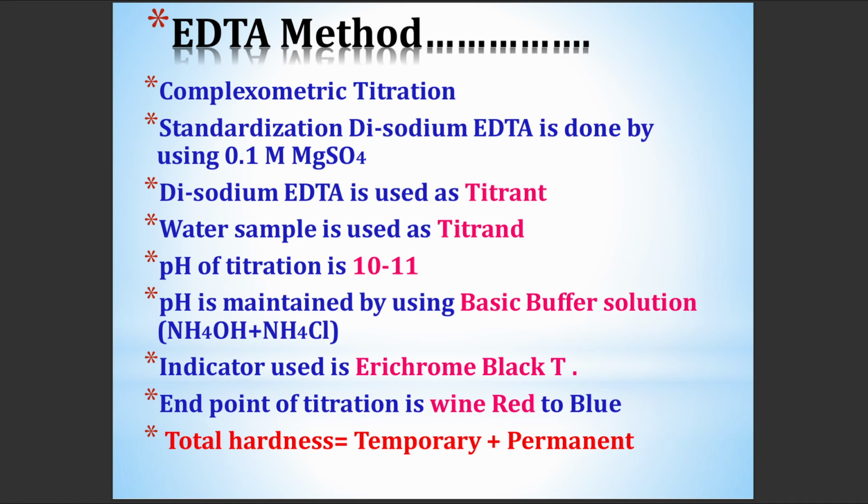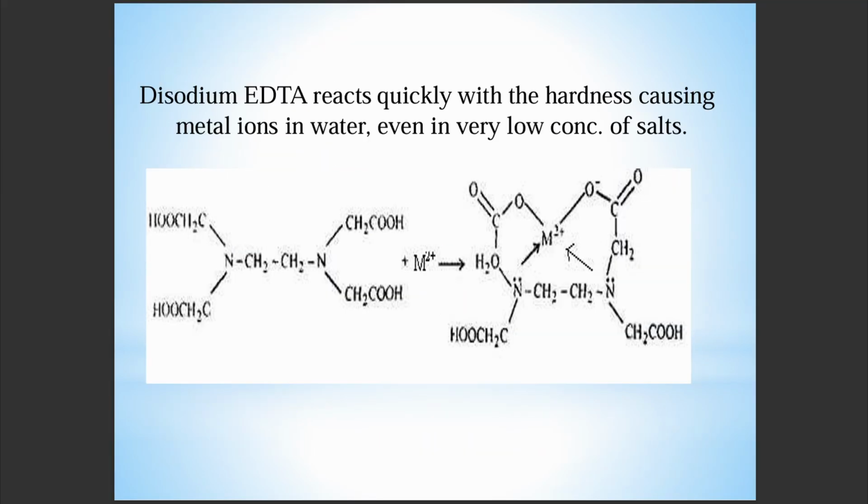So disodium EDTA is actually what we use in the titration instead of EDTA, because EDTA is only partially soluble in water while disodium EDTA is highly soluble in water. The EDTA molecule has 4 carboxylic acid groups and 2 nitrogen atoms with lone pairs of electrons, hence it acts as a hexadentate ligand. And why is pH maintained on the basic side?